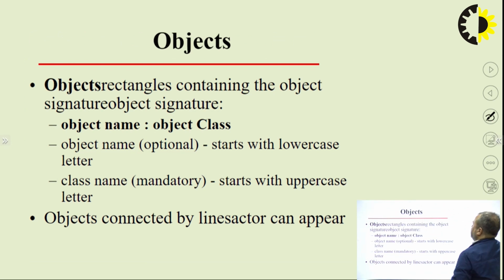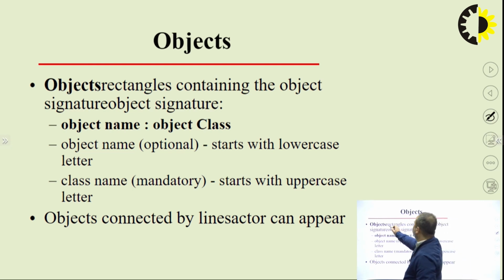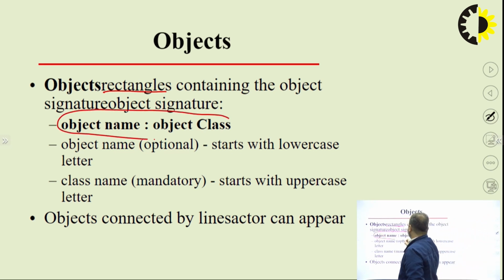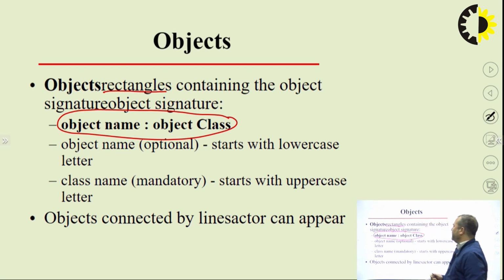So just let me review the elements of the collaboration diagram. Object is basically a rectangle containing the signature of the object. This is called the signature of the object, meaning name of object colon class. So this represents an object of this type of class. That's why this is called the signature.